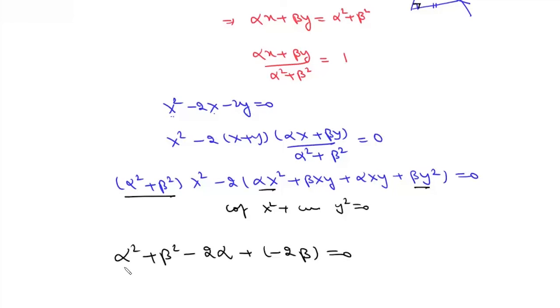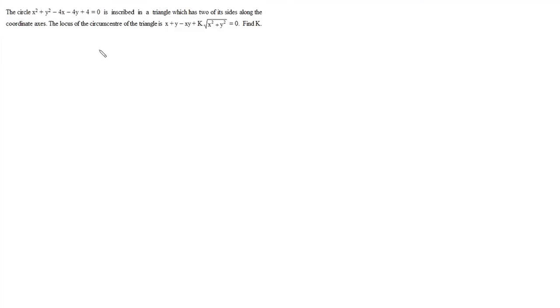Now we'll replace alpha with x and beta with y. So the equation of locus of midpoint of the chord of the circle will be this circle, which is x square plus y square minus 2x minus 2y equals 0. And that is the answer to this question. Now we have this circle whose center is at (2, 2) and radius is also 2. So this circle touches both the axes.